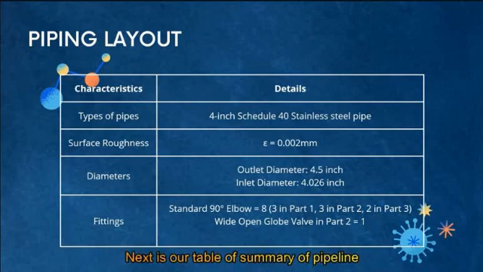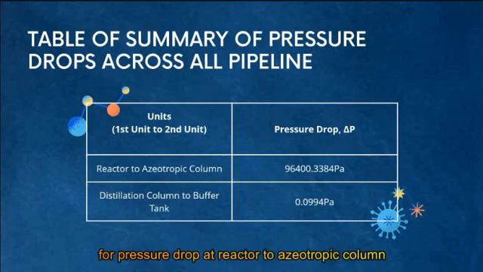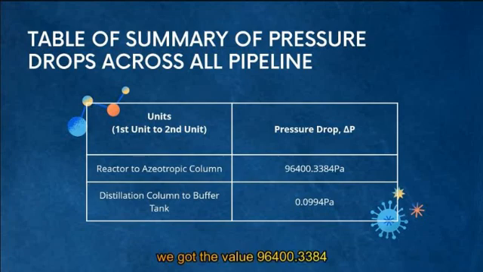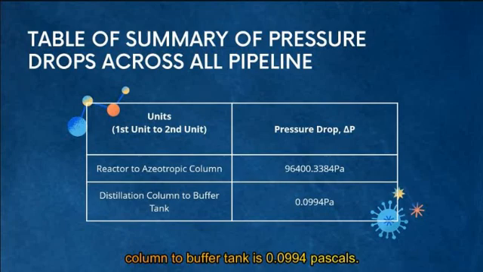Next is our table of summary of pipeline pressure drops across all pipeline. For pressure drop at reactor to azeotropic column, we got the value 96400.3384 Pascal, and for pressure drop at distillation column to buffer tank is 0.0994 Pascals.